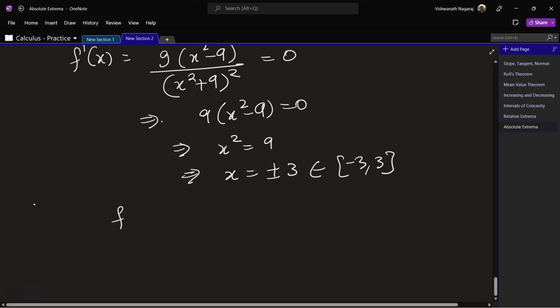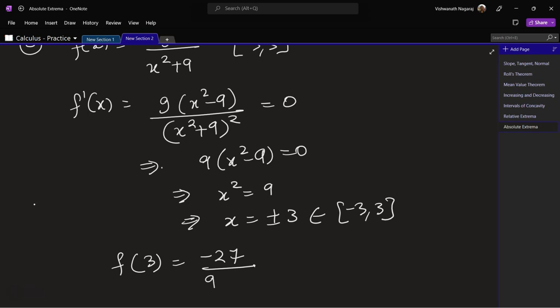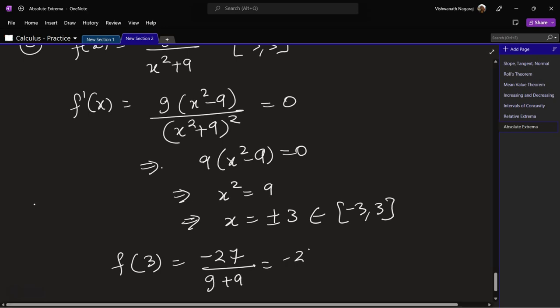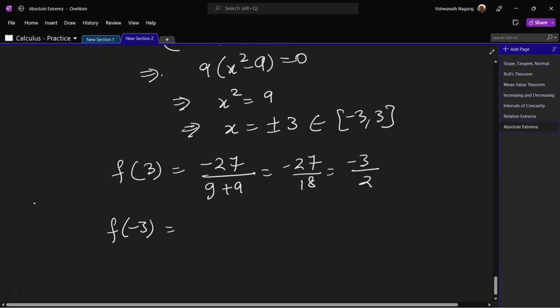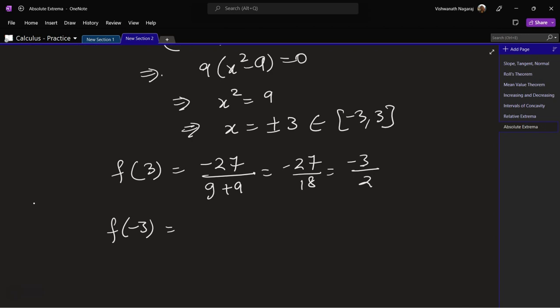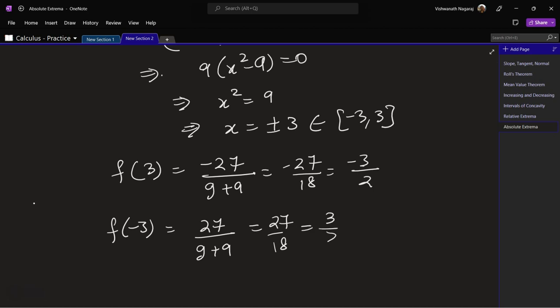So what do we do? Let's figure out the f of x for plus or minus 3. f of 3, what is the function? Minus 9x. So minus 9 times 3 is minus 27, divided by x square, so 3 square is 9 plus 9, which gives us minus 27 by 18. 9 threes, 9 twos. So minus 3 by 2. Now f of minus 3 is equal to minus 9x, so minus minus plus, 9 times 3 is 27, divided by minus 3 square is 9 plus 9, which gives us 27 by 18, which gives us 3 by 2.